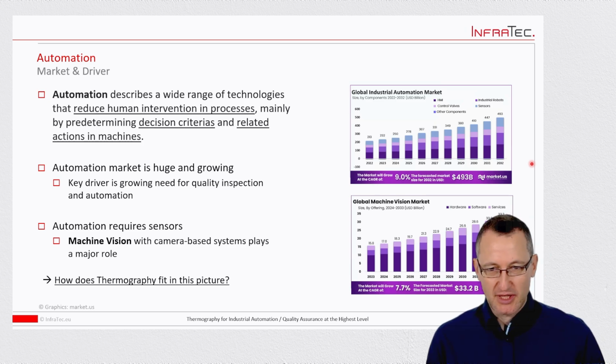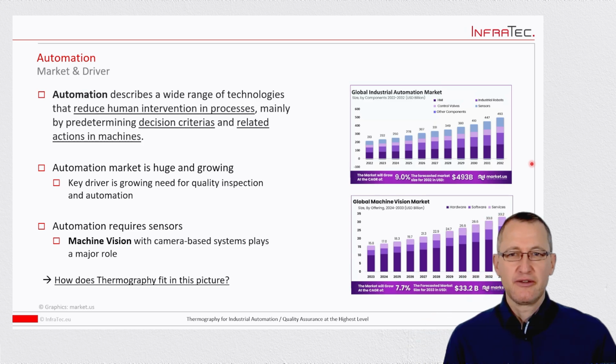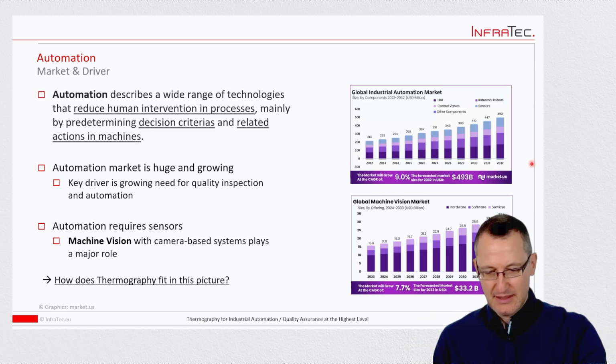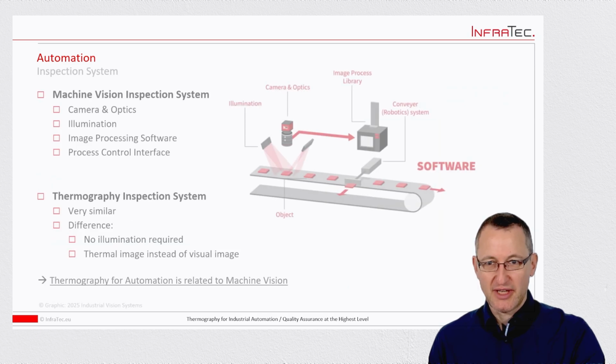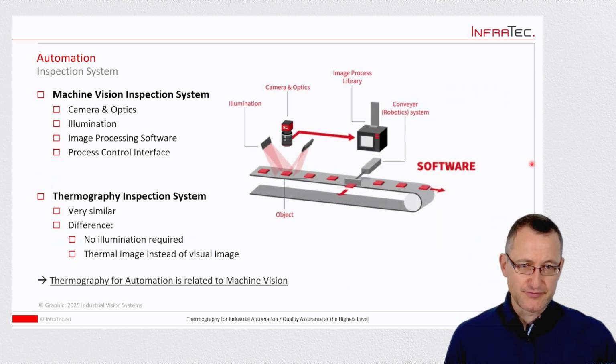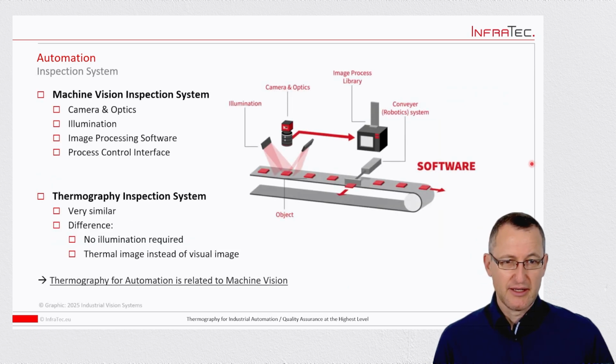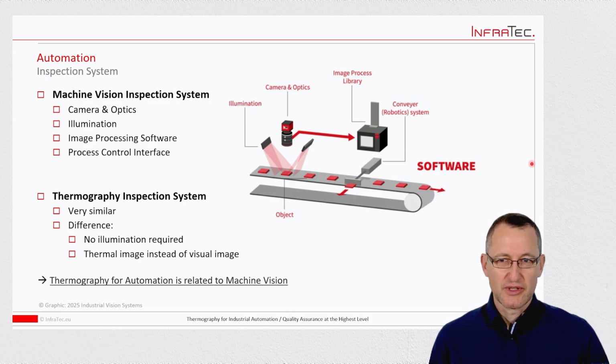Now there's the question, how does thermography fit into that picture? Let's have a look on the next slide. Here I would like to show a typical machine vision inspection system. It's an inspection system to check parts on a conveyor belt. So it's the conveyor belt, and it's the parts on the conveyor belt.